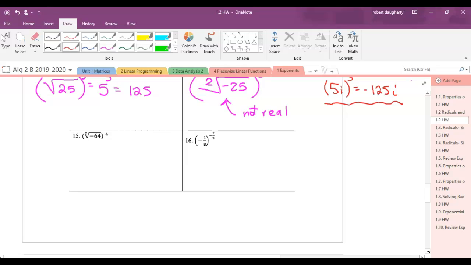Cube root of negative 64 to the 4th. So the cube root of negative 64. What number can you multiply 3 times and get negative 64? That's negative 4, because negative 4 times negative 4 times negative 4 equals negative 64. So this is negative 4 to the 4th, and that's negative 4 times negative 4 times negative 4 times negative 4. That should be 256.